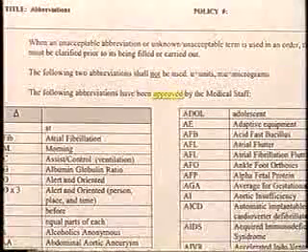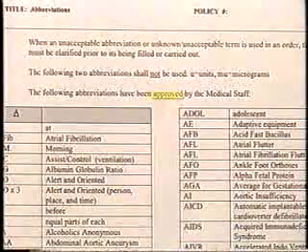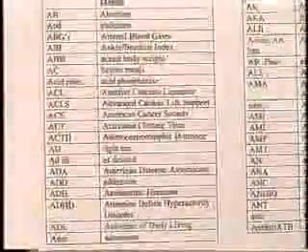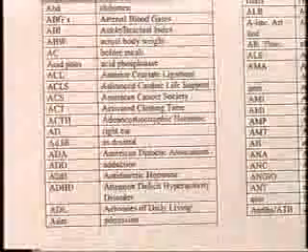Each healthcare facility is required to have a list of approved medical abbreviations. It's part of the policy and procedure of every healthcare facility. You will be made aware of those abbreviations that are approved for use in your facility. It's important that only those abbreviations that are on the approved list in your facility are used by you and others.